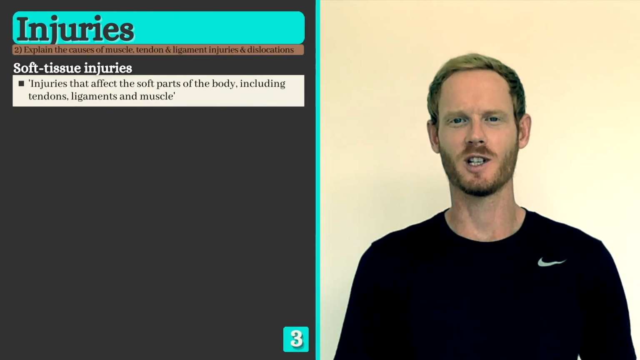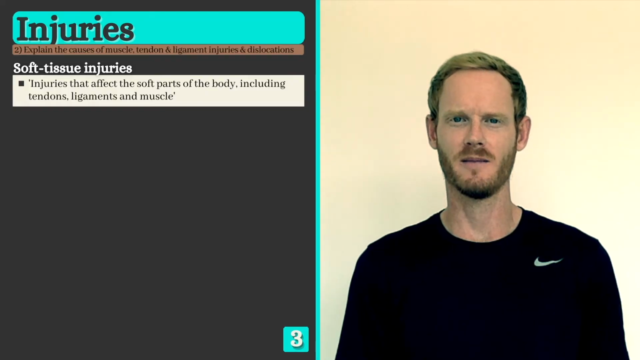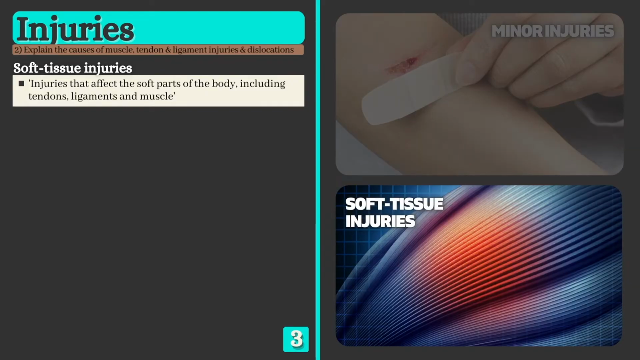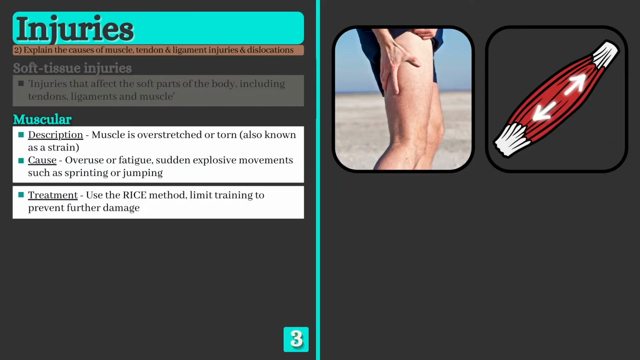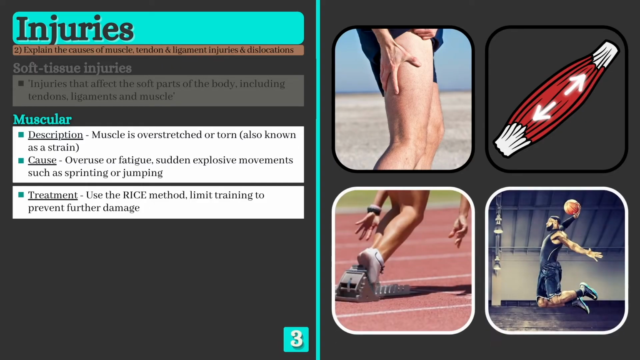Our second learning objective requires you to explain the causes of 4 more serious injuries which involve the soft tissues, including muscles, tendons and ligaments. A muscular injury, otherwise known as a strain, occurs when muscle fibers become damaged or torn due to overstretching or sudden explosive movements like sprinting or jumping.